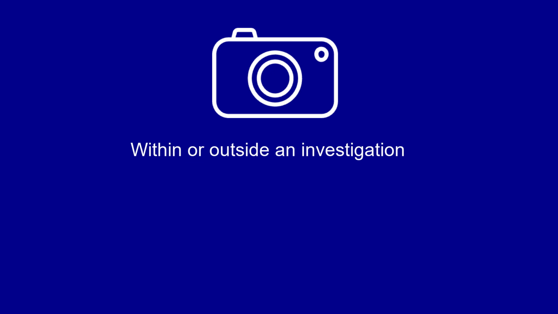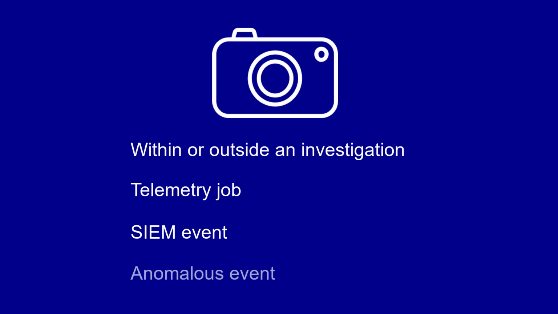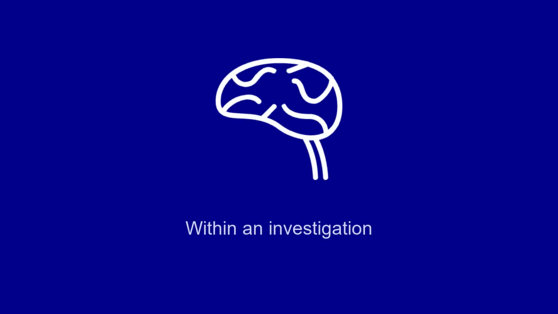There are two types of triggers that can generate an automated response: when a target snapshot completes, or when a memory collection completes. A snapshot can be generated by an event occurring within or outside of an investigation, a telemetry job, a SIM event, or an anomalous event. Memory collection is performed within an investigation.